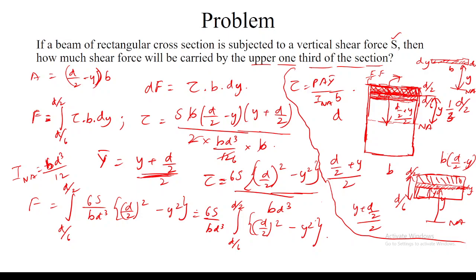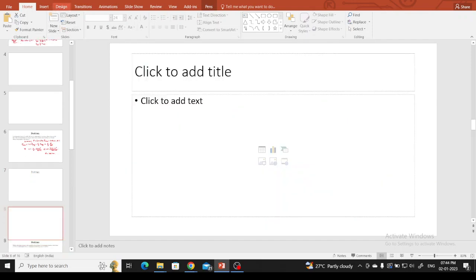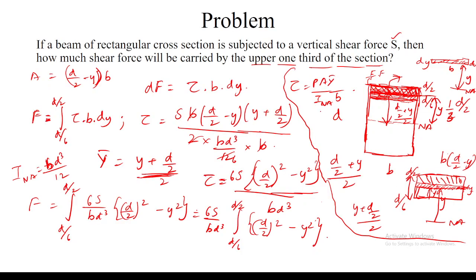Okay, I will insert a new slide here. So what we have written is F equals 6S divided by BD cube. Everyone is understanding, right? Is there any doubt? You can ask.